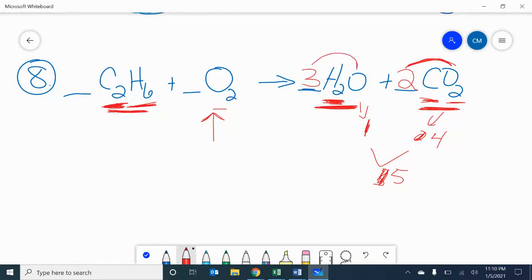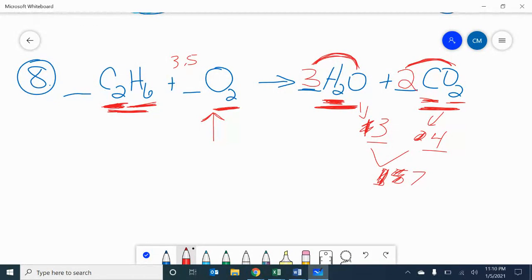But now it just affected this oxygen. It gives me 3. So now I have 3 oxygens, 3 and 4. That gives me 7 total oxygens. Okay, well 7 divided by 2 is what? Yeah, 3.5. We can't do that. We can't have half elements. So this one's not balanced.